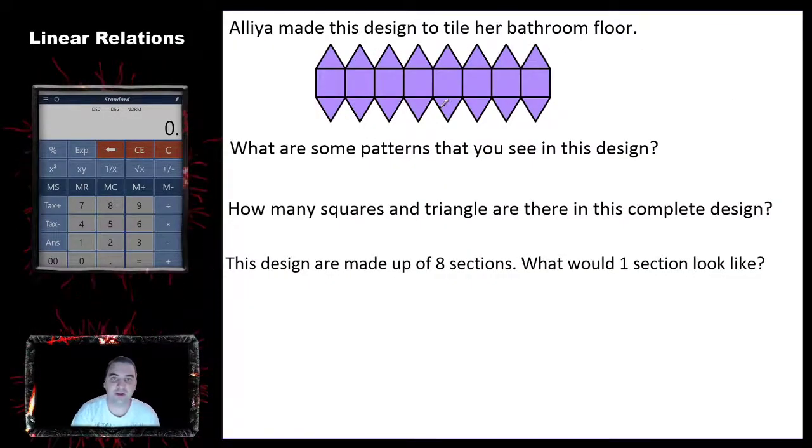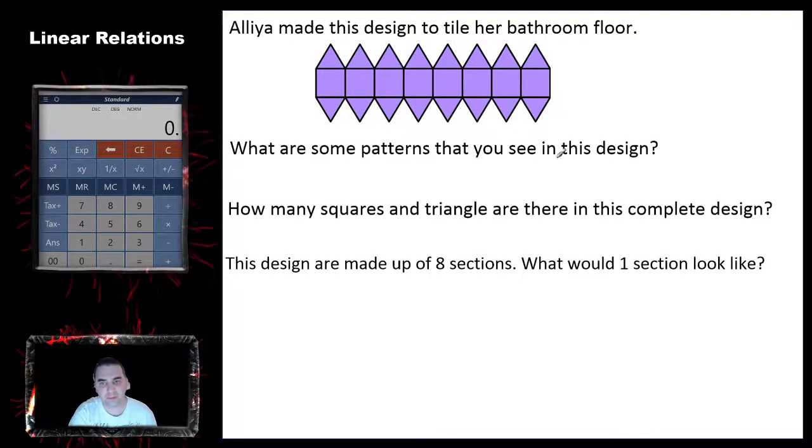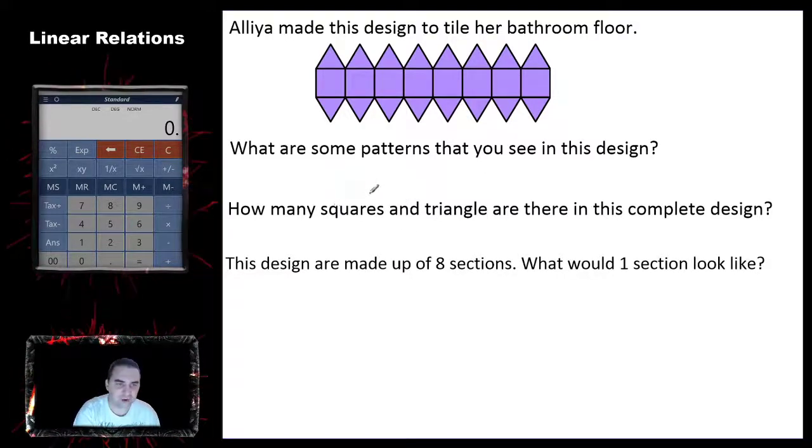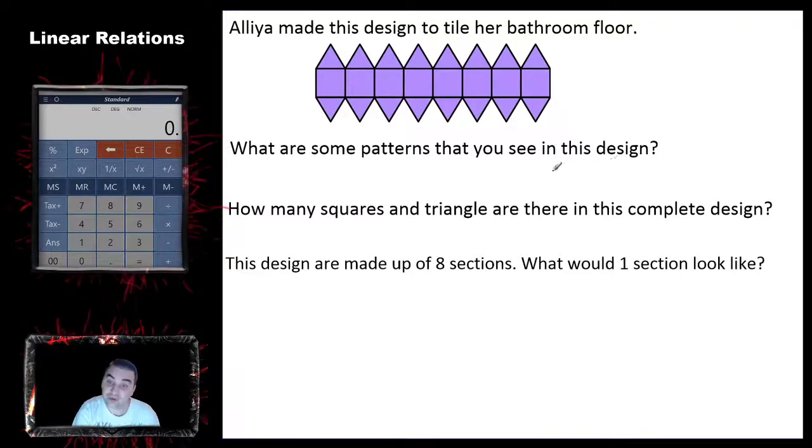Okay, so let's start off by talking about patterns just in general. We have Aaliyah tiling her bathroom floor, and she's got this pattern that she's making. We are going to take a quick peek at what this design is, what kind of patterns there are, and what kind of relationships there are between those patterns. So first, what are some patterns that you see in this design?